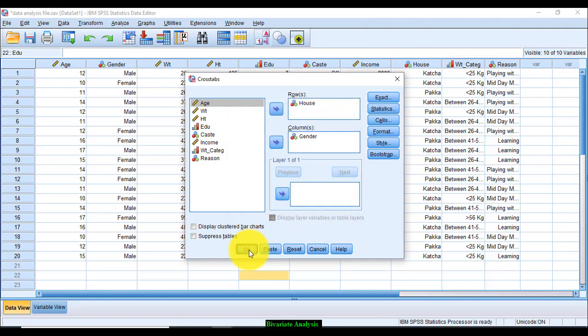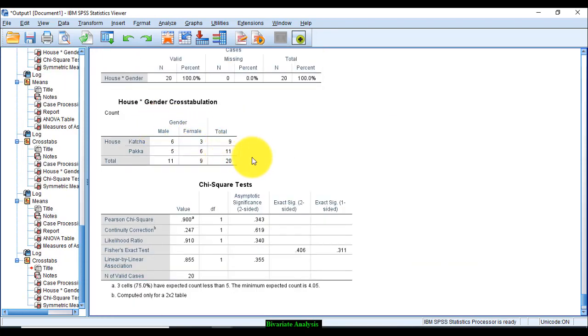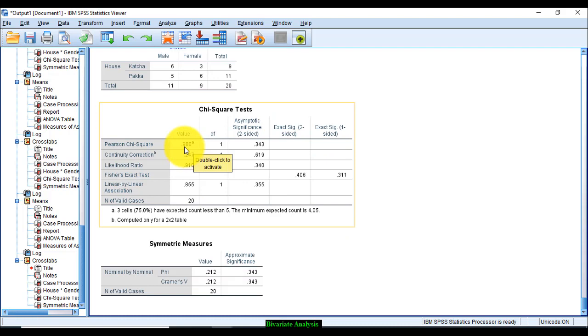Continue, click OK. Now this gives you the case processing summary. There are 6 male candidates having kacha house, 5 male candidates having pakka house. Similarly, 3 female children having kacha house, 6 children having pakka house. Chi-square test statistic 0.9 is not statistically significant at 1 degree of freedom. It means the type of house is not associated with the gender.